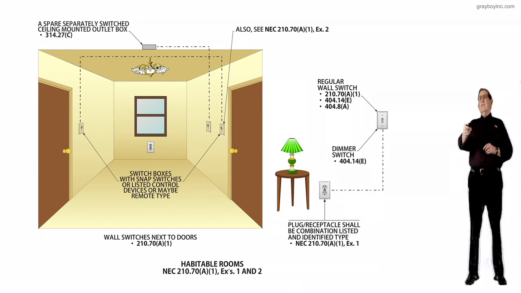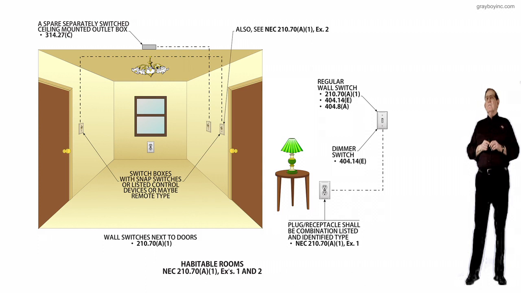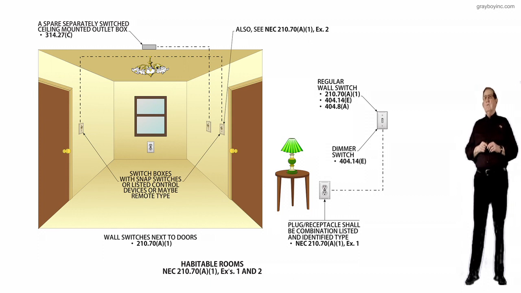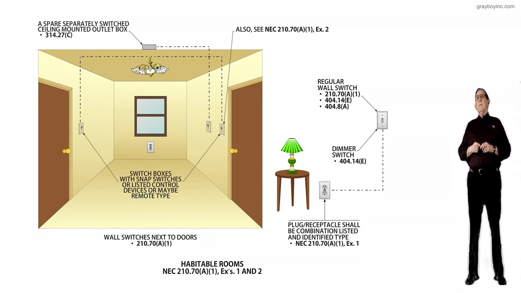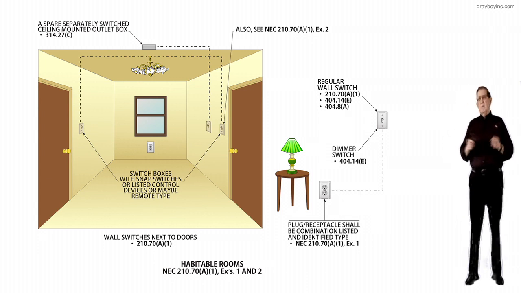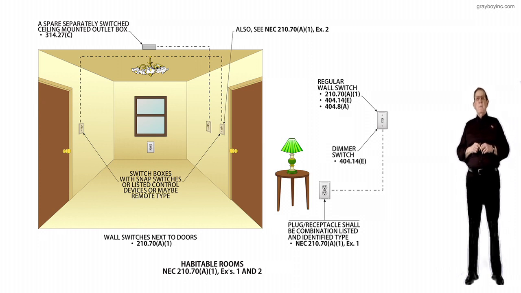I would like to call out exception 2. A lighting outlet is permitted in accordance with NEC 210.70(A)(1), exception 2, that we would look at there. The rules do not include bathrooms, toilet rooms, closets, hallways, storage, utility spaces, or similar type rooms.